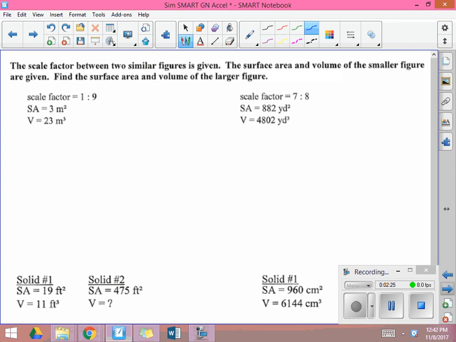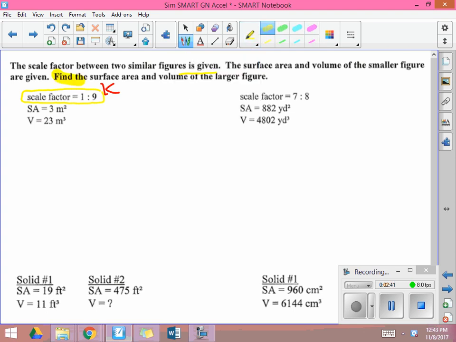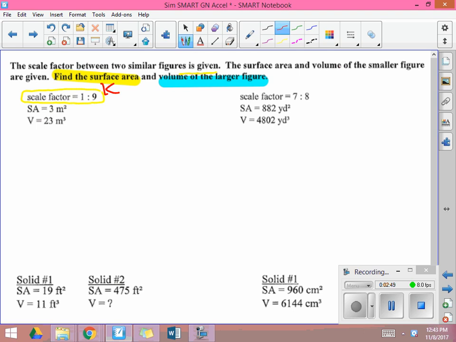The next set of instructions that you might encounter are these. So the scale factor is given. So you know k right here. Then now I am going to ask you to find the surface area, actual value, and find the volume, actual value. So two problems here. So these are a significant number of points.